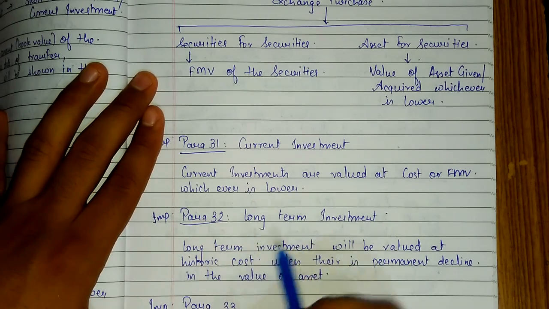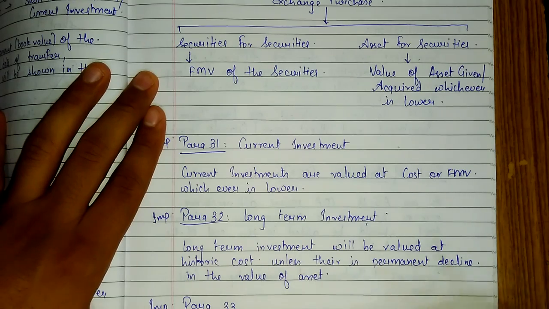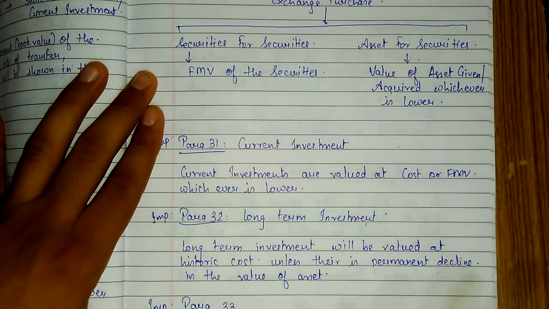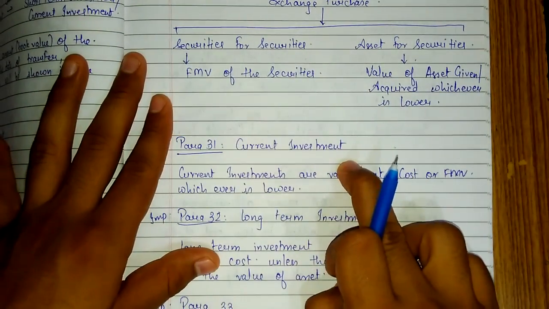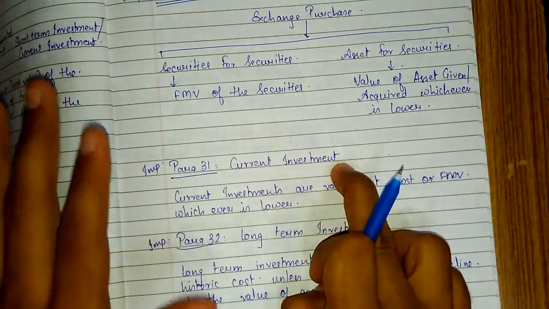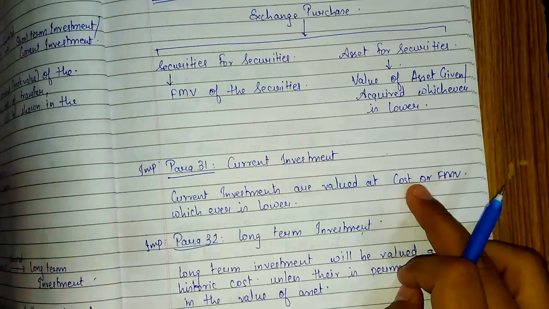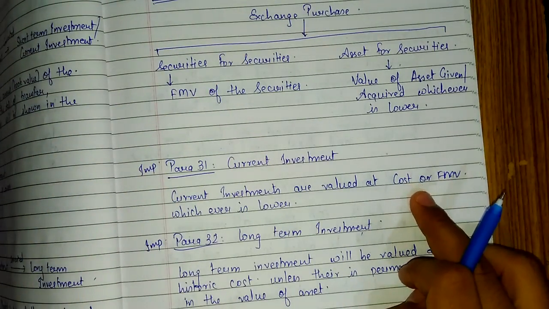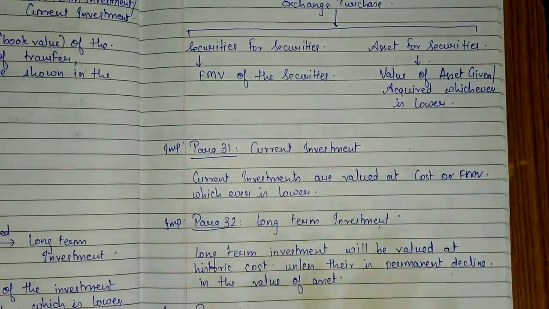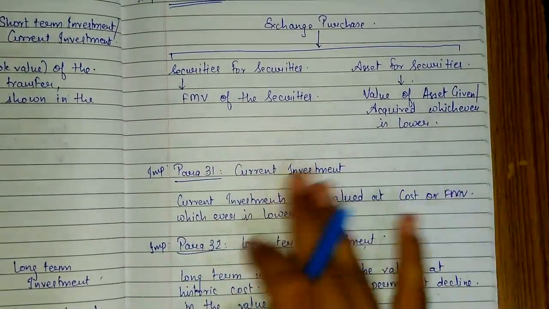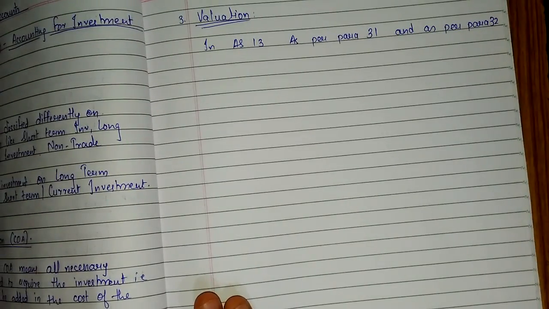Para 32, long term investment will be valued at historical cost unless there is a permanent decline in the value of the asset. This is also quite simple. Just for your understanding, questions are asked in investment accounts on just current investment, because the investments are purchased and sold within the period of less than 12 months. So you have to be very cautious about that, and no long term investment sums are asked. Mostly short term and current investment sums are only asked. It is a very easy chapter, don't worry.